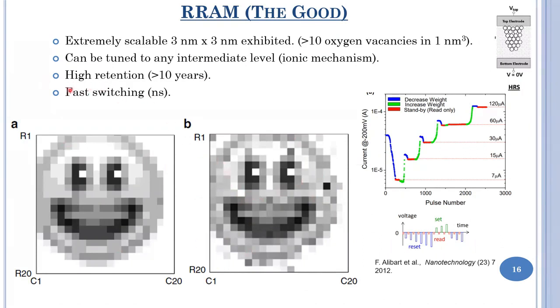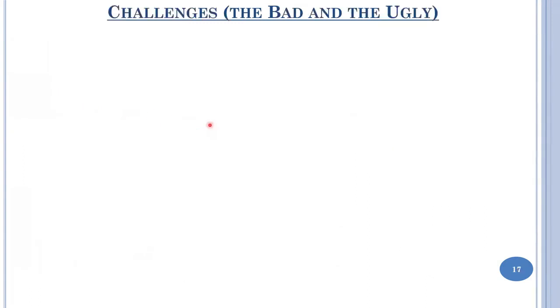Also, these RRAM devices, for each of these conductance states, show retention, meaning the state doesn't change for 10 or 20 years if you leave it like that. And the switching is very fast, on the order of nanoseconds. So it can also be used for high frequencies, but people don't go for high frequencies. The reasons will become very clear.